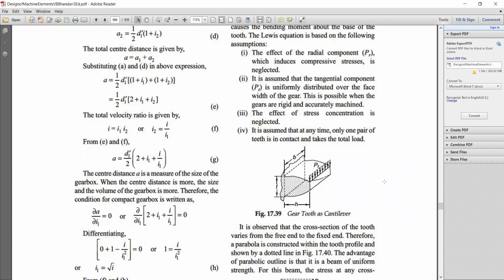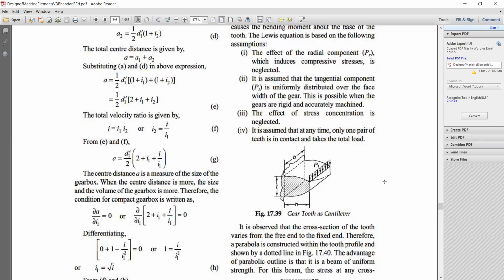So what is meant by beam strength? The beam strength of the gear tooth is the maximum tangential load that the gear tooth can take without tooth breakage. This much load is shown over here in the form of Pt. That is the tangential load which can be taken by the tooth.